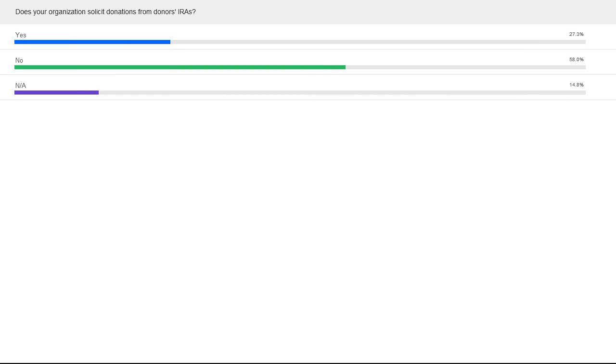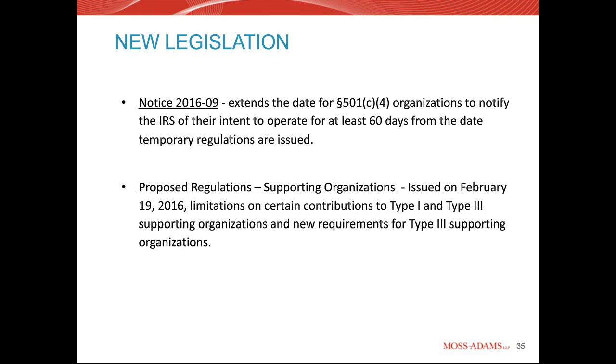Patty, back to you. Okay, so there's a lot of no's. You might want to rethink that because that's a new one. You can get money from their IRAs. Something to put on the table. I mentioned these two already: the extension for the C4, 60 days. Also, the supporting organizations, they did issue some regulations, proposed regulations for more guidance.